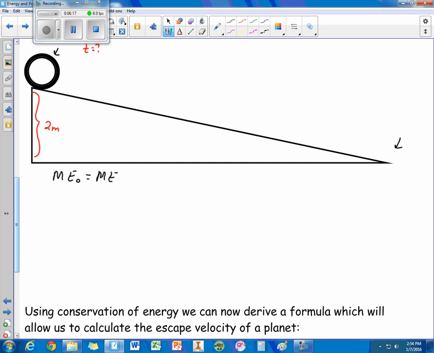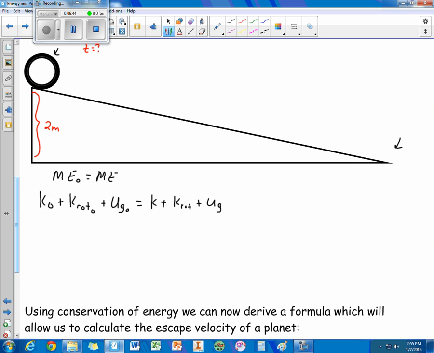So mechanical energy is all forms of kinetic plus all forms of potential. So I've got some linear kinetic plus some rotational kinetic in the initial values, plus some initial gravitational potential energy, and that equals the same, kinetic and potential at the bottom of the ramp.